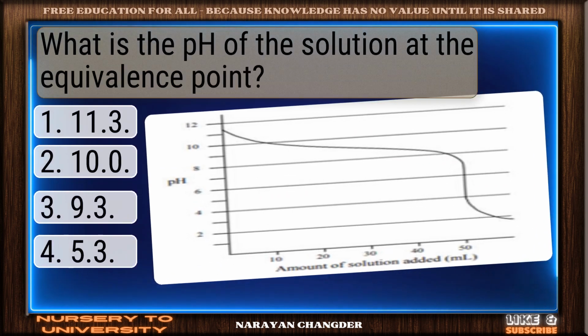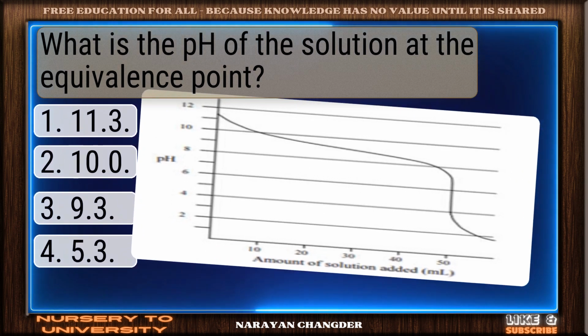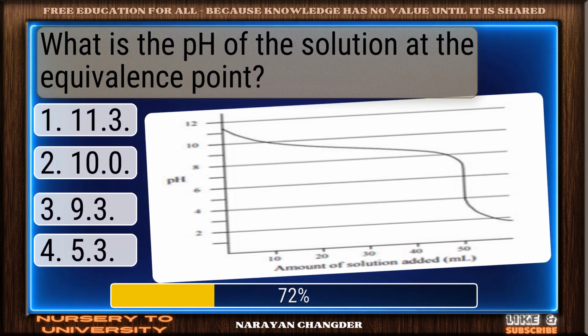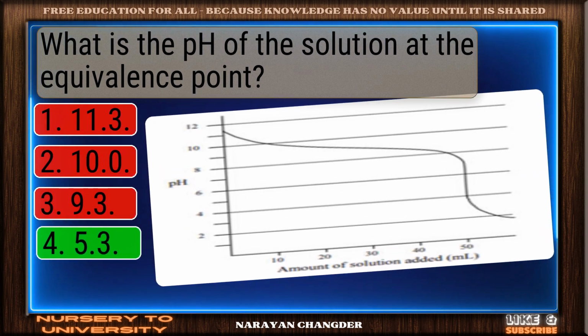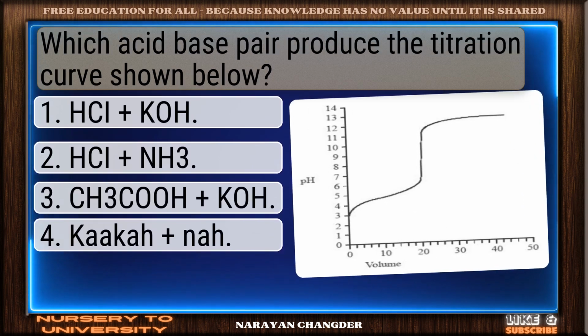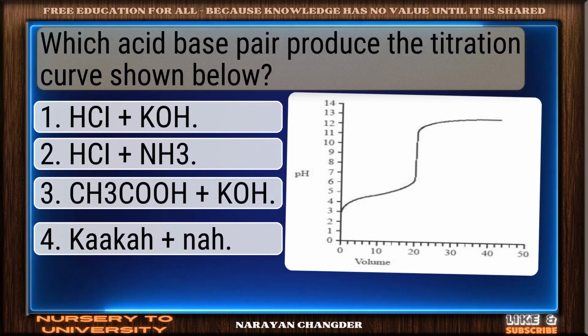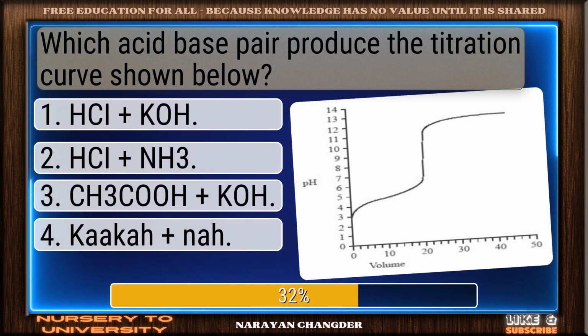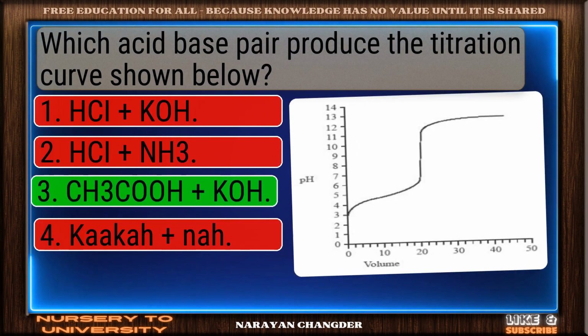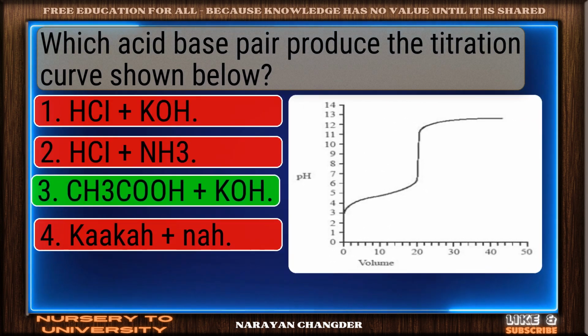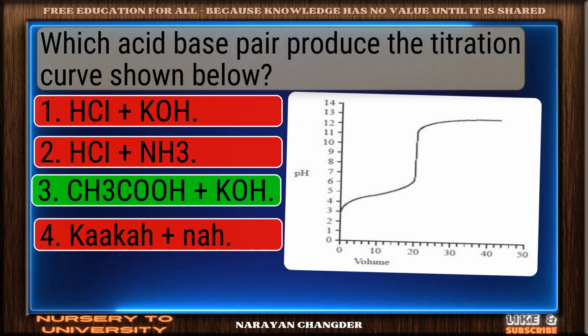What is the pH of the solution at the equivalence point? Correct, 5.3 is the right answer. Which acid-base pair produce the titration curve shown below? Excellent choice. HCl plus NaOH is the right answer.